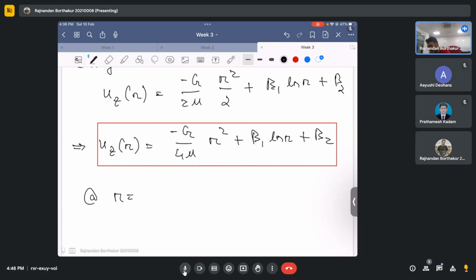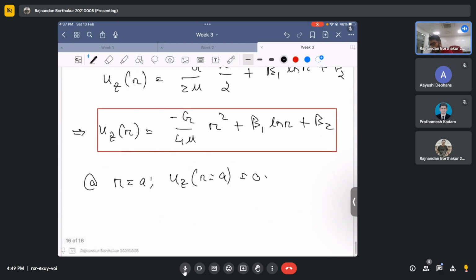So uz at r equals a is 0. Why? This is because at r equals a, the cylinders are just rotating in the theta direction, so the fluid layer adhering to the surface will have zero velocity in the z direction. It will just possess a non-zero u theta velocity. This is due to the no slip boundary condition. You have to be very clear with this boundary condition, and I'm happy that you could answer that. So uz at r equals a is 0.